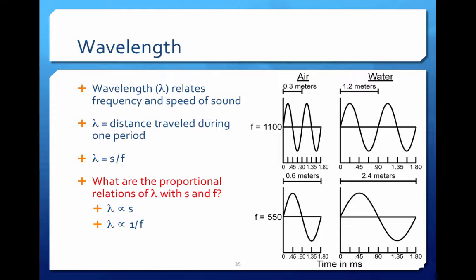Now let's compare mediums left to right. In the example of the 1100 Hz wave, in air, its wavelength is 0.3 meters. In the medium water, its wavelength is 1.2 meters. The wavelength is also longer in the medium of water for the wave at 550 Hz. In air, this wave has a wavelength of 0.6 meters. In water, it has a wavelength of 0.24 meters.